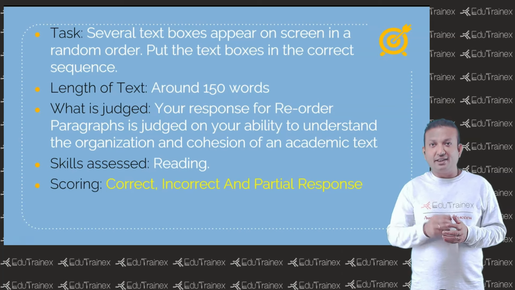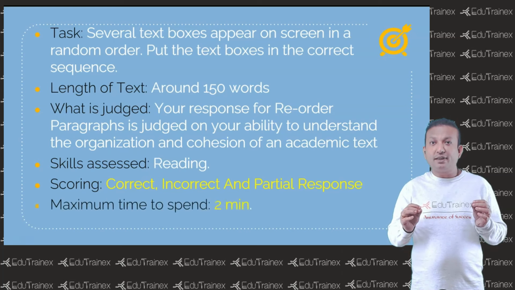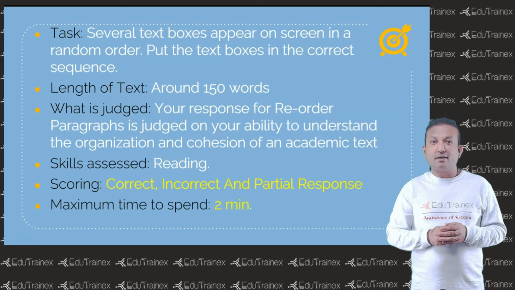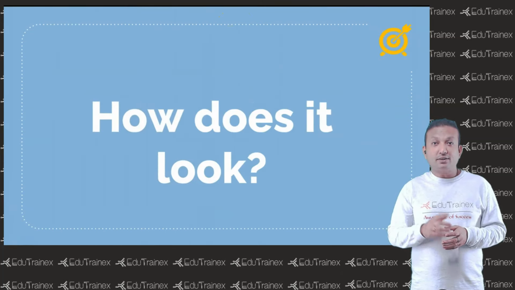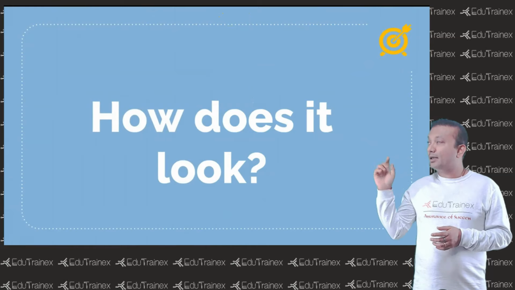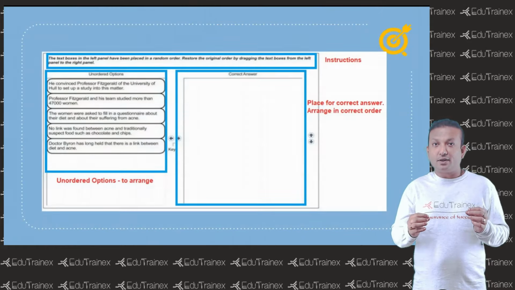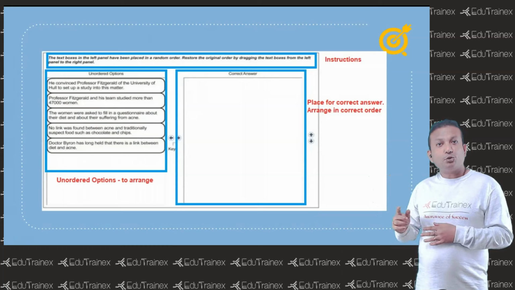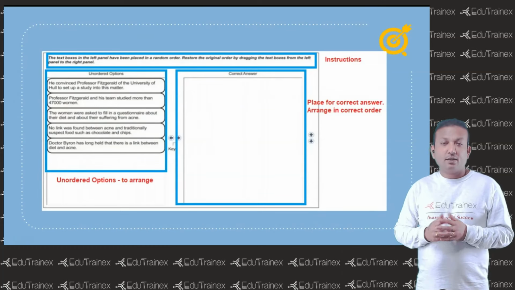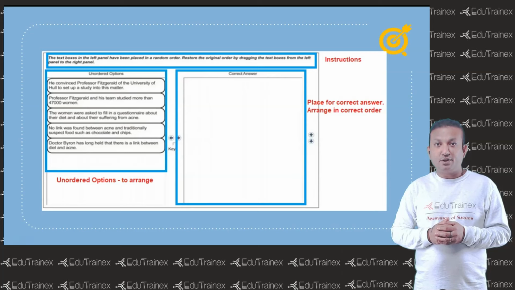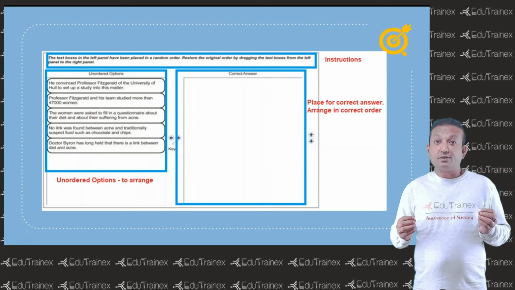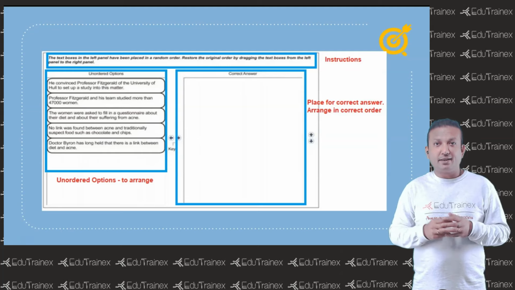I'll explain the scoring shortly, but before that, be mindful that many people get stuck on these questions. So we recommend spending a maximum of 2 minutes per reorder paragraph question if you want to complete the entire reading section. Let me show you how this task actually looks in the exam. Layout: the instructions, which tell you that you need to reorder the sentences in the correct order, are at the top, and then you have two panels, the left and the right side. The left panel has the sentences in random order and the right one is empty, because this is where you need to drag and drop your answers in the correct order.